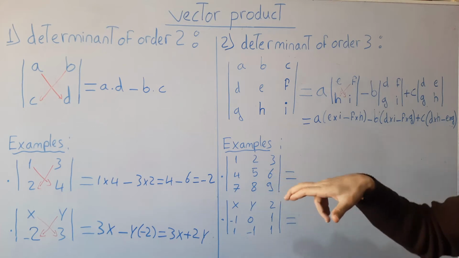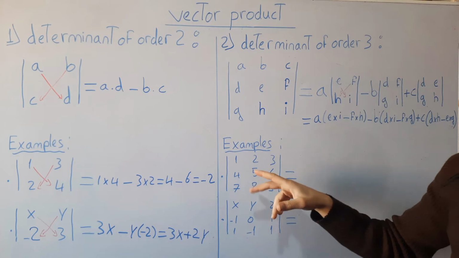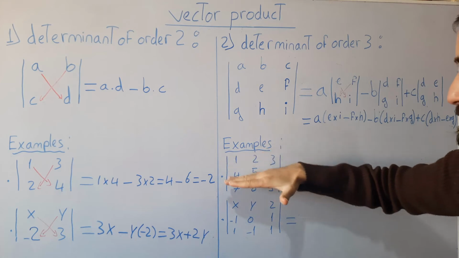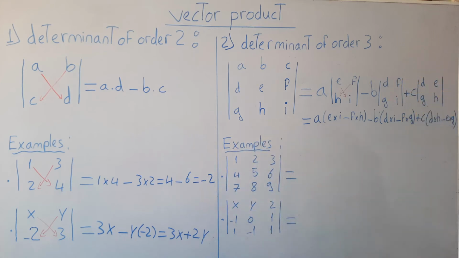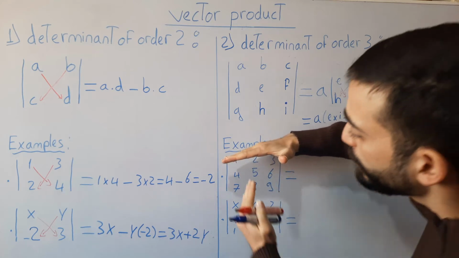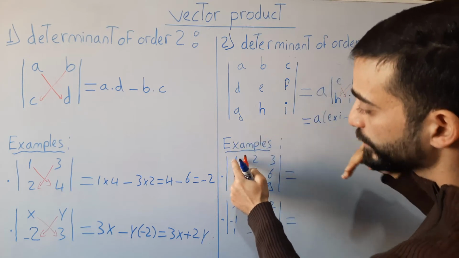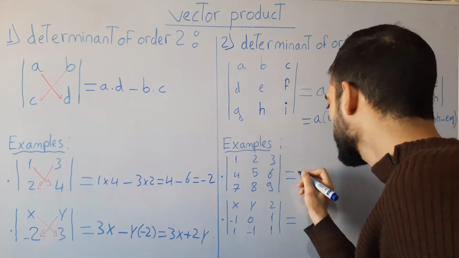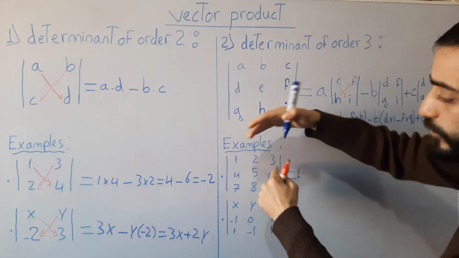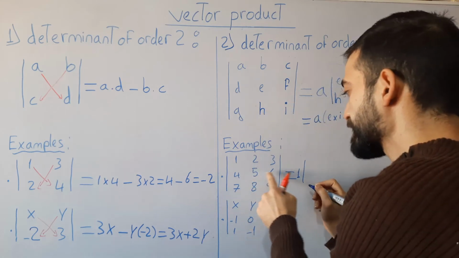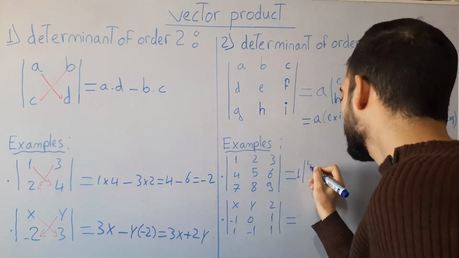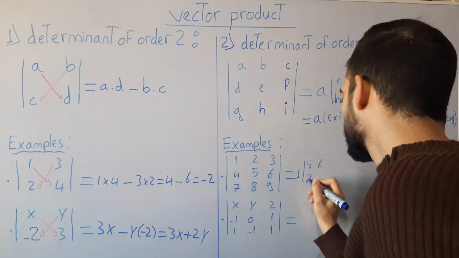Let's take some examples to calculate the determinant of order 3, because 3 rows and 3 columns. We cross the first row and first column. The intersection is 1. So we put 1. What remains is determinant of order 2, 5, 6, 8, 9.